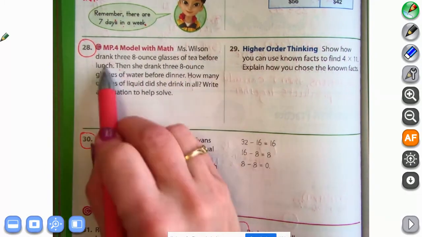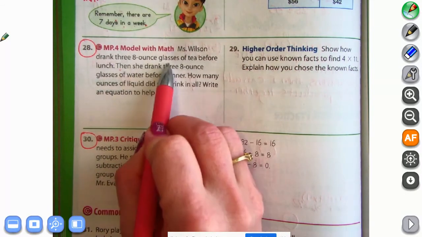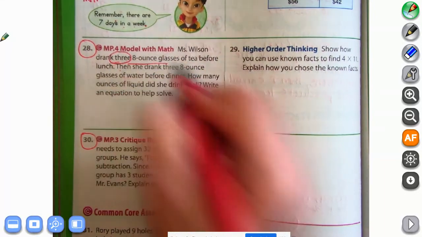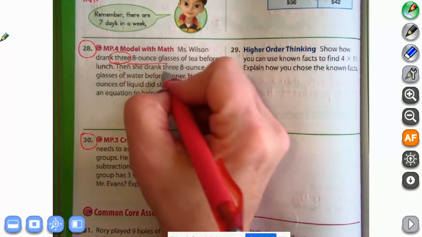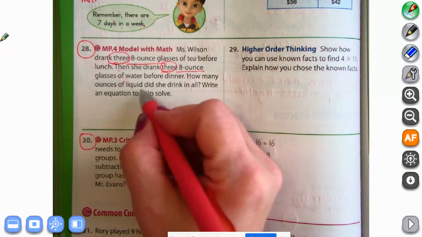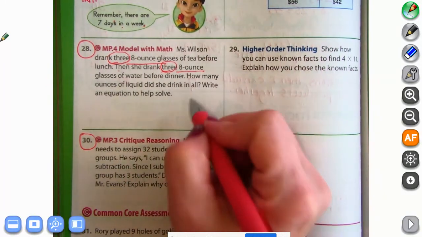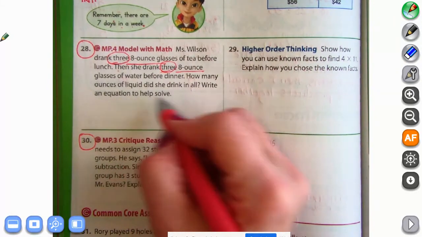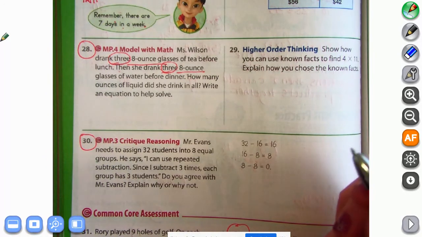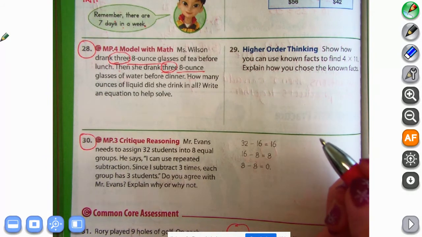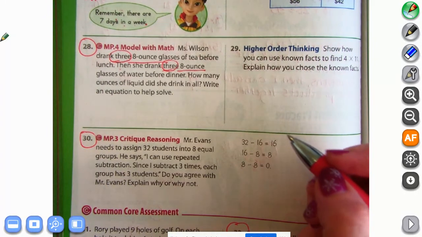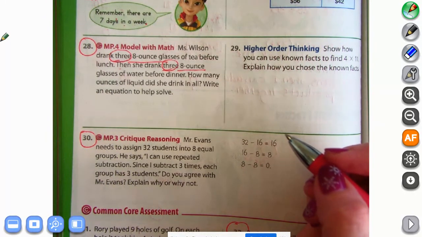Ms. Wilson drank 3 8-ounce glasses of tea before lunch. Then she drank 3 8-ounce glasses of water before dinner. How many ounces of liquid did she drink in all? Write an equation to help solve. All right, so what do you think? What do you think we should do? Think about it. Don't wait for my answer. Think about what we should do.